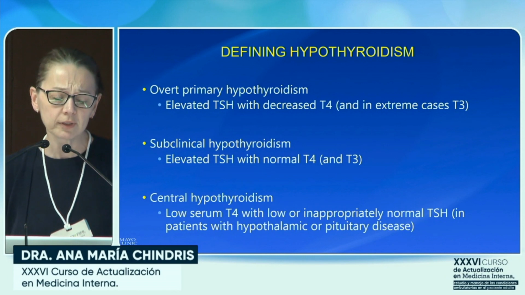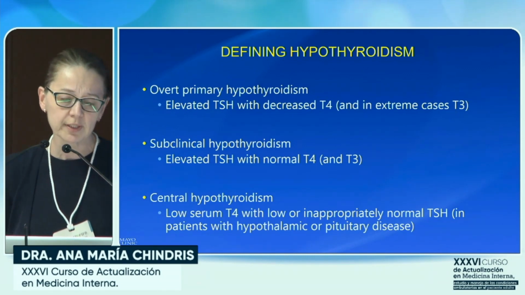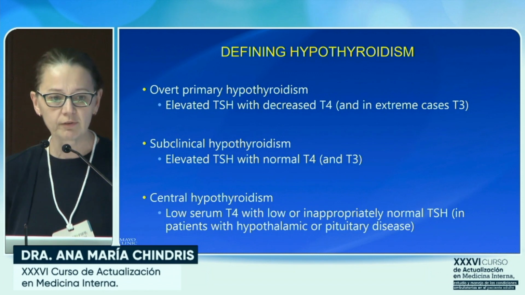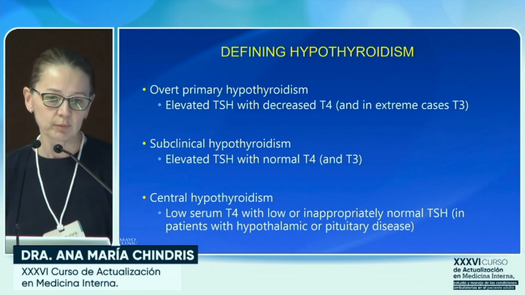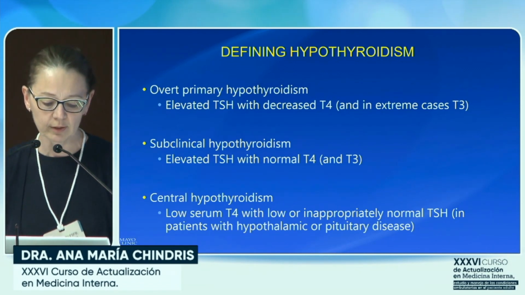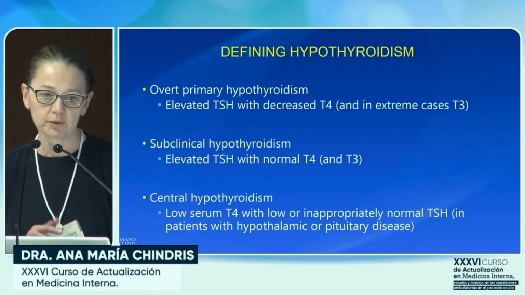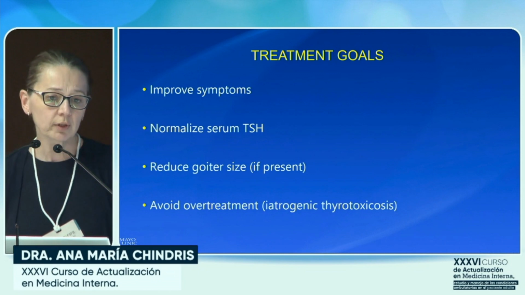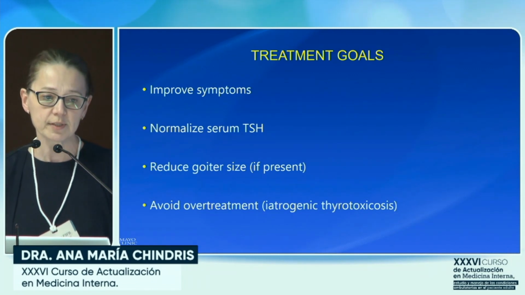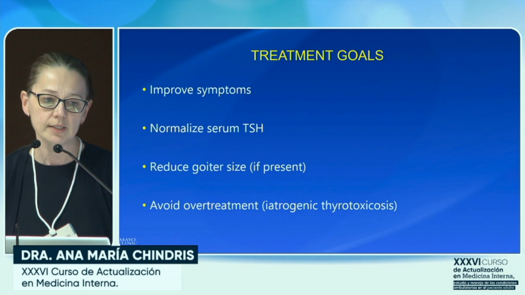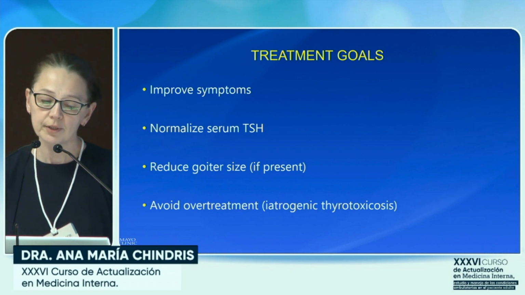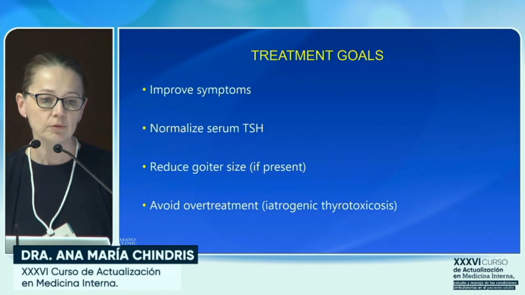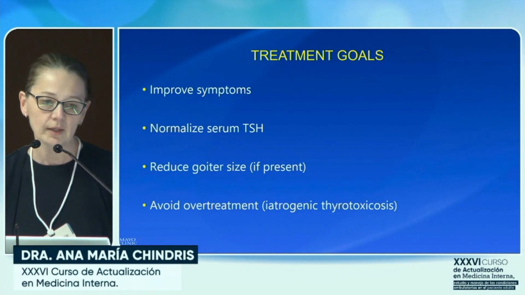And then you have the less common situation of central hypothyroidism, where the patients have a low free T4 with a low, inappropriately normal TSH, and that is because the pituitary does not mount the appropriate TSH response to the low T4 production. The treatment goals for these patients are to improve their symptoms, to normalize serum TSH, if they have a goiter, to reduce its size, and also to avoid overtreatment, otherwise called iatrogenic thyrotoxicosis.